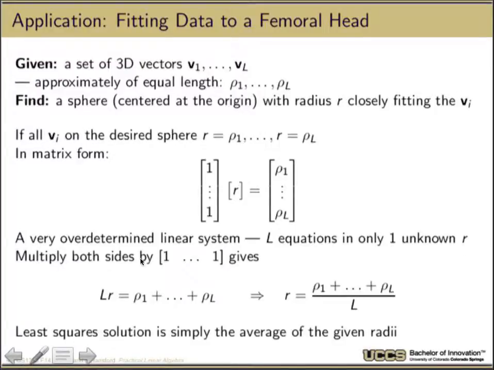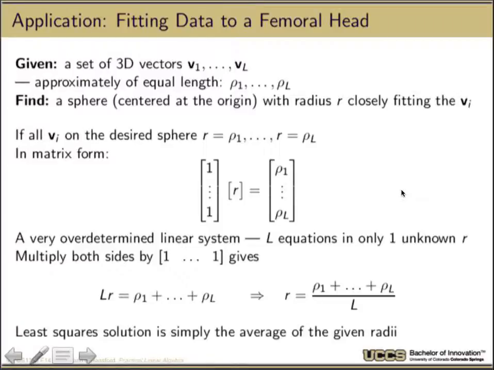And if I multiply both sides of this by 1 transpose, that's going to give me that L times R is equal to rho 1 up to rho L, so that R is equal to all of my measurements divided by L. So in this case, the least squares solution is simply the average of the given radii, which might have been your first guess. How would you solve this?